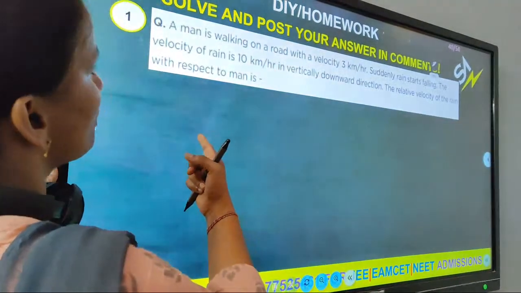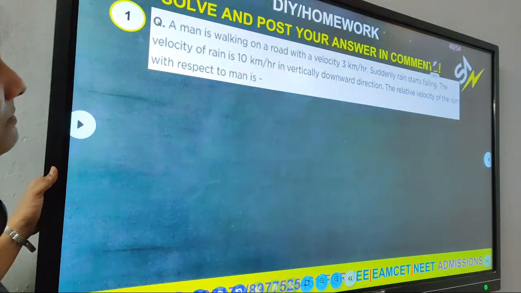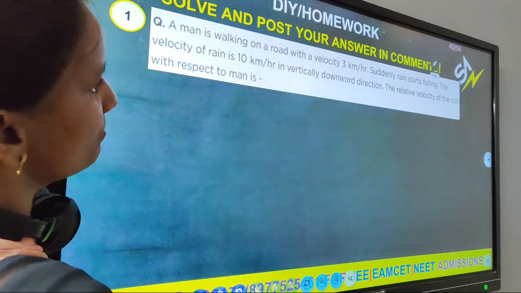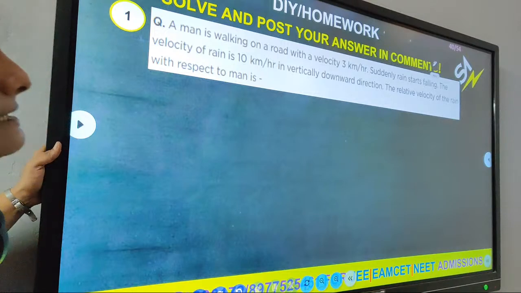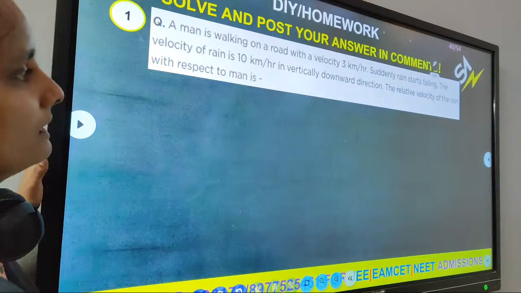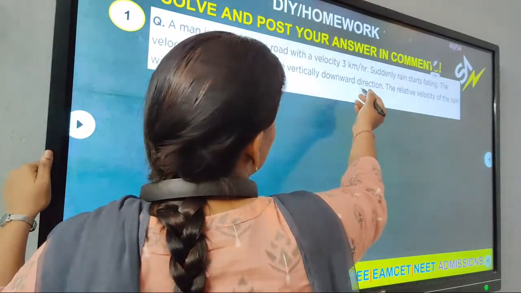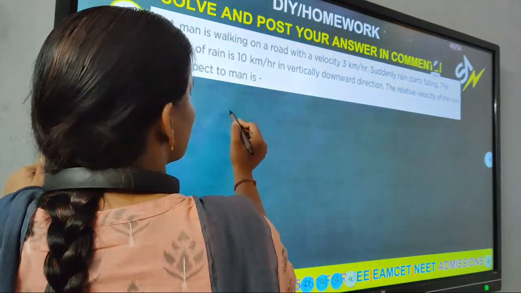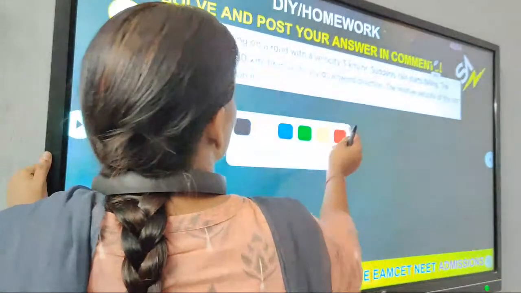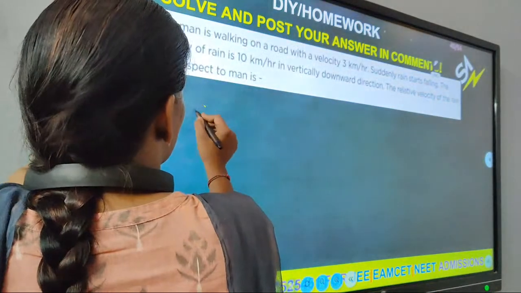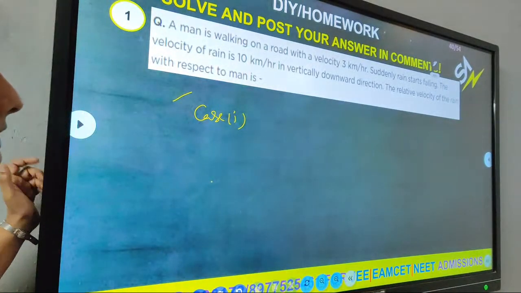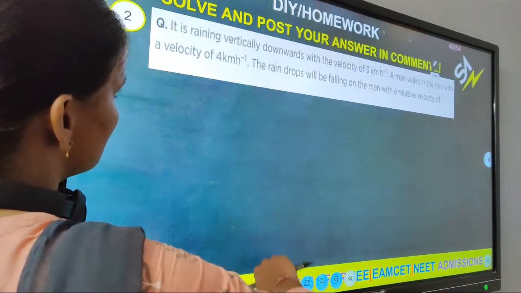And here I have given questions related to rain man problems. Let us see, a man is walking on the road with a velocity of 3 km per hour. Suddenly rain starts falling. The velocity of rain is 10 km per hour in the vertically downward direction. This is the rain man concept, case 1. So use those results, solve this question and post your answer in the chat.